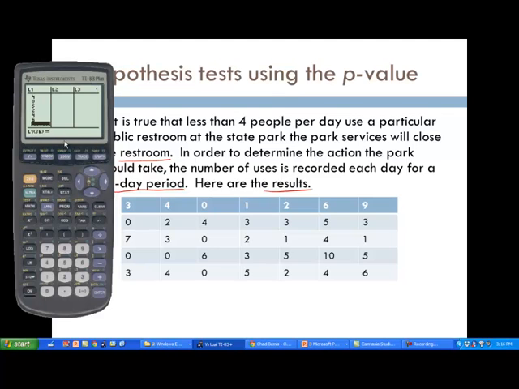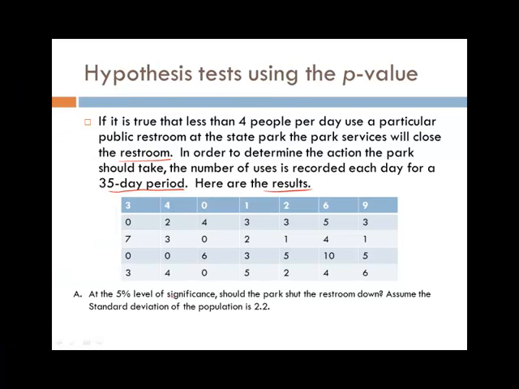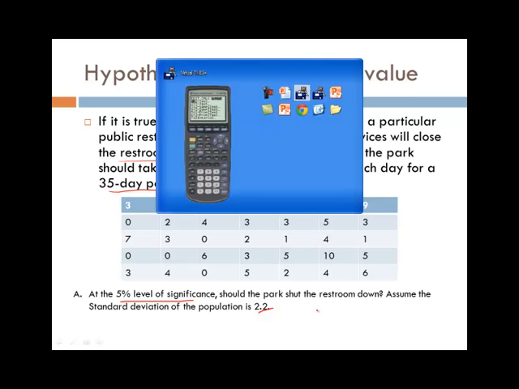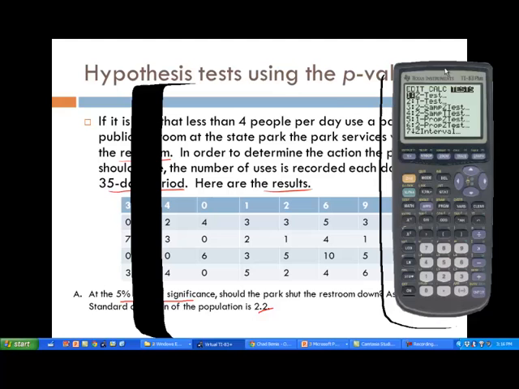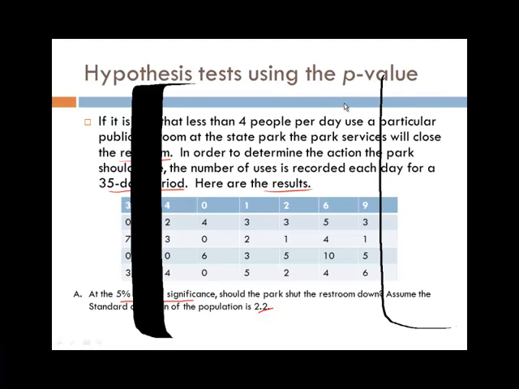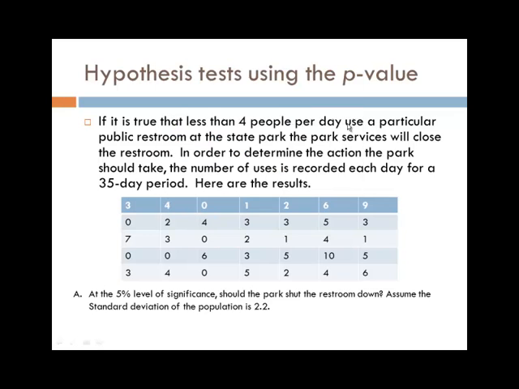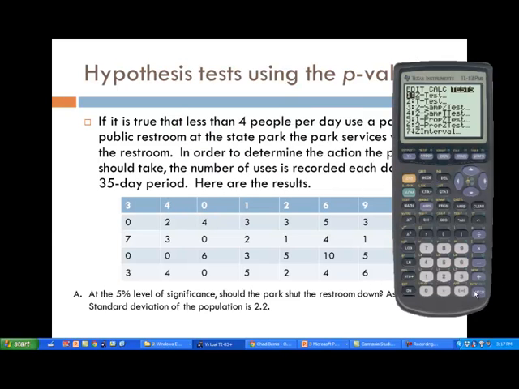Okay, so I typed in those 35 values, and then when you go stat and then tests, and then either Z or T test, we can use the data instead. So let's see what they want. At the 5% level of significance, should the park shut the restroom down, assuming that the standard deviation of population is 2.2? So I would say z-test. This time we're going to enter data, okay?